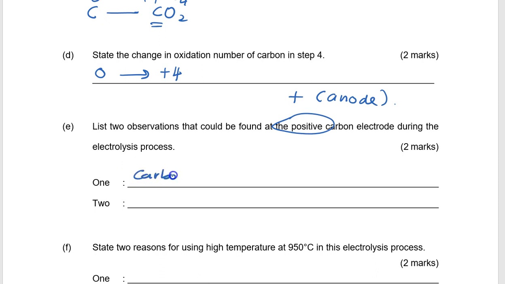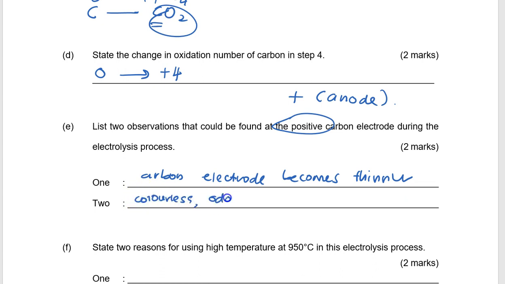Okay, so carbon electrode becomes thinner, and what do you produce? You produce CO2, so colorless, odorless effervescence is produced. Now, this is compulsory. Colorless, odorless. CO2 gas is a colorless, odorless gas. Colorless, odorless has to be included.